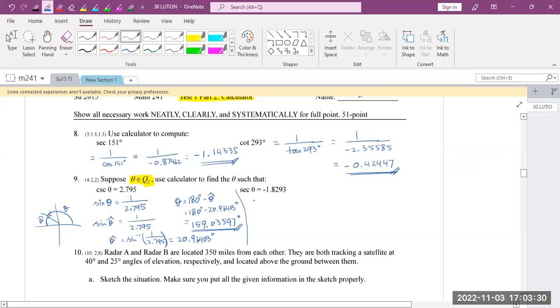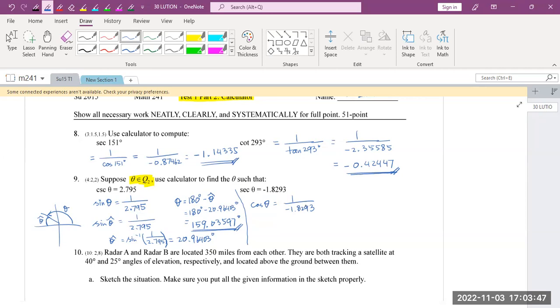So likewise here, secant theta is negative something, so cosine theta is 1 over negative 1.8293. Yeah, cosine is supposed to be negative in quadrant 2, right? Now the problem is we cannot use cosine inverse if the theta is in quadrant 2, right? So we borrow the idea of reference angle.